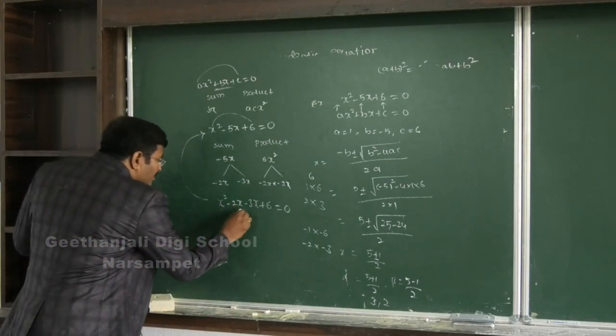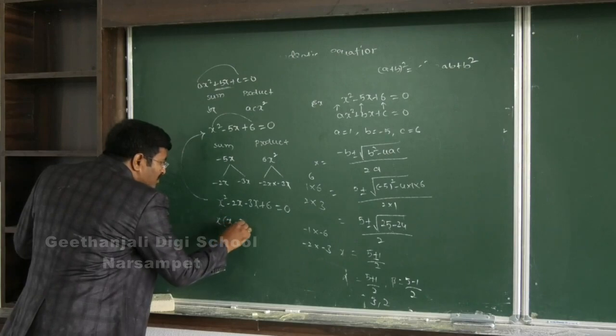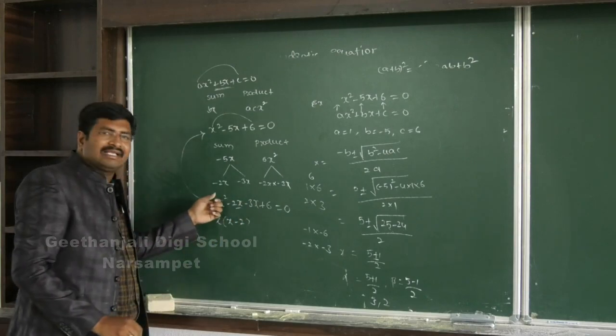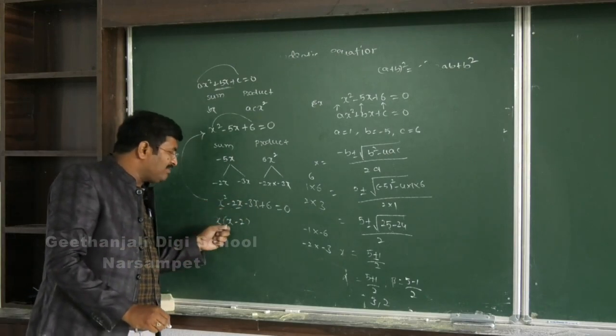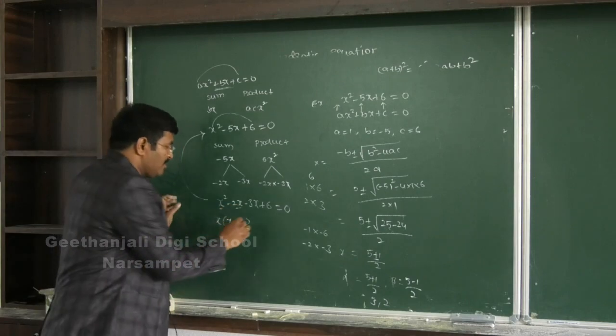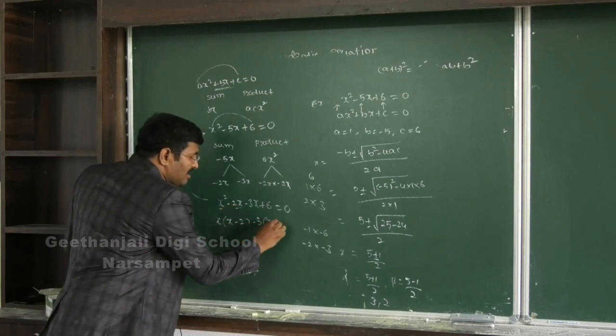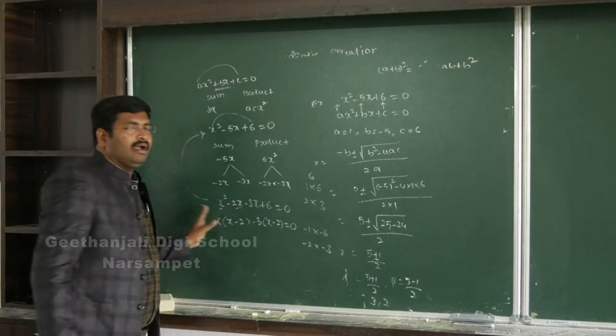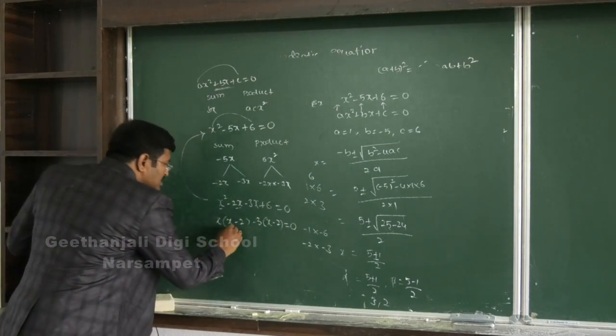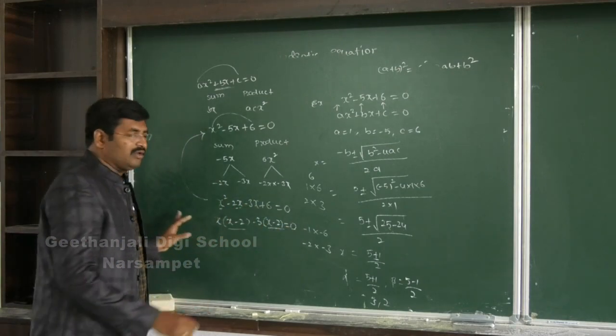Now take x common from the first two terms: x remains, and here x minus 2 remains. Minus 3 you take common from the last two terms, and you get x minus 2 again. Normally you see this term x minus 2 is common.